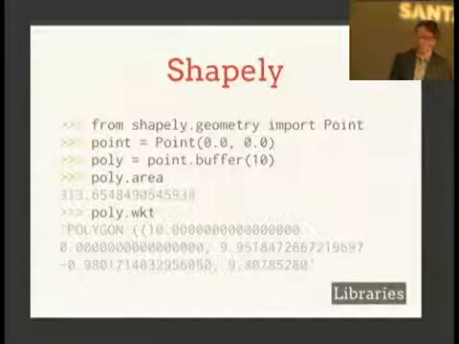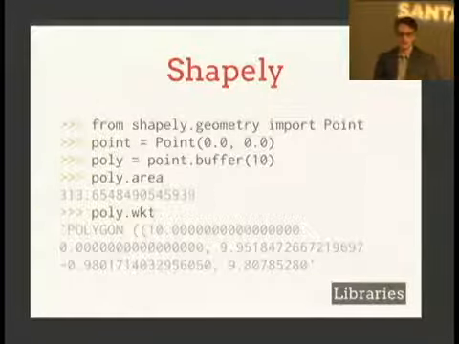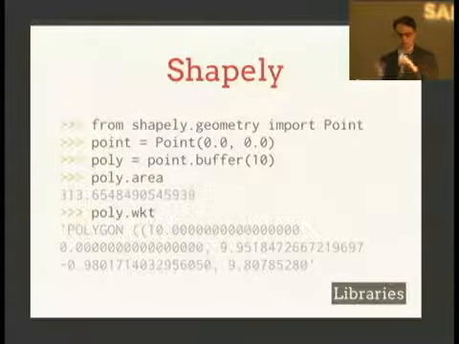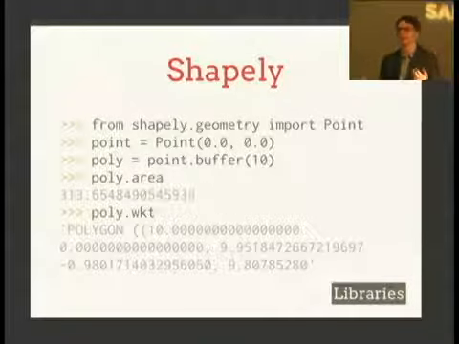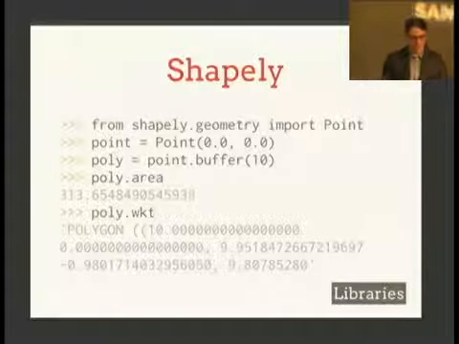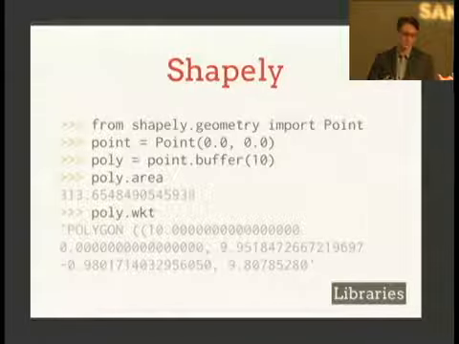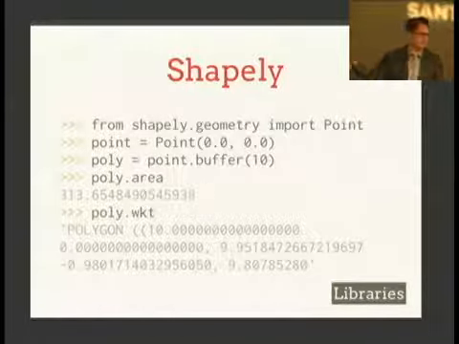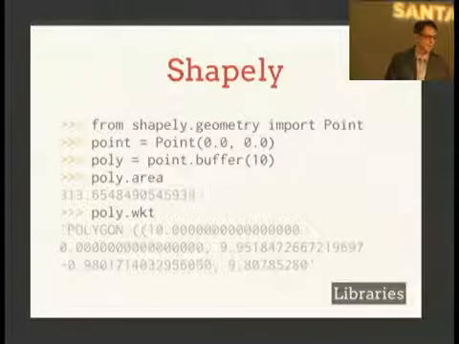So you could easily create a point using common Python syntax. You could create a buffer around that point, that's the amount of the buffer, and get the area of that point, or that new polygon that's created from the buffer. And then there's the WKT, the serialization that I mentioned earlier.